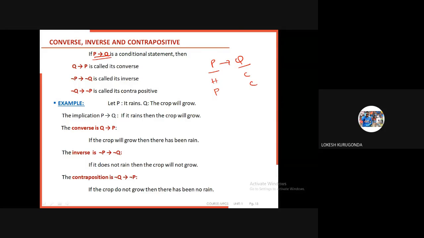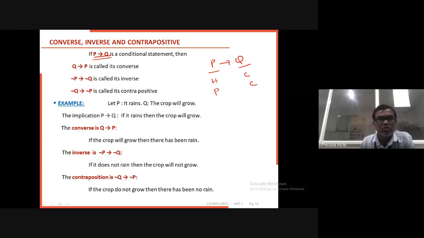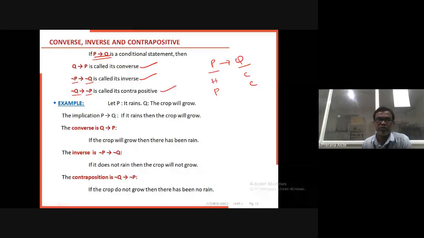So Q implies P. That means if you change the conclusion and hypothesis in reverse, then we get the converse. If you apply negation to both, then we get the inverse. And if we apply both, that is, we change the roles as well as apply negation to both, then it becomes the contrapositive. So let us see the statements we have here.